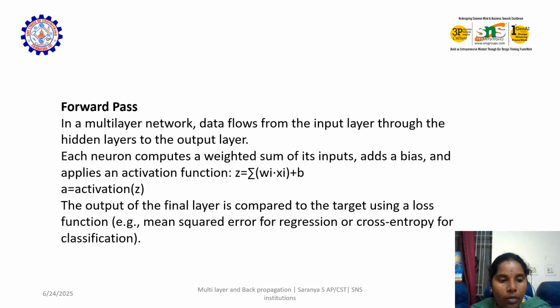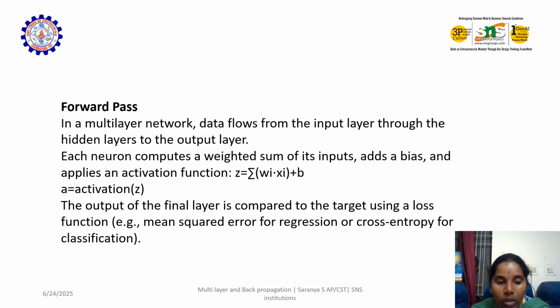It involves two main phases. The first one is the forward pass, the second one is the backward pass. In the forward pass, the input data is fed through the network layer by layer to generate the predictions. Then the backward pass is the backpropagation, in which the error between the predicted and the actual output is calculated and propagated backward through the network.